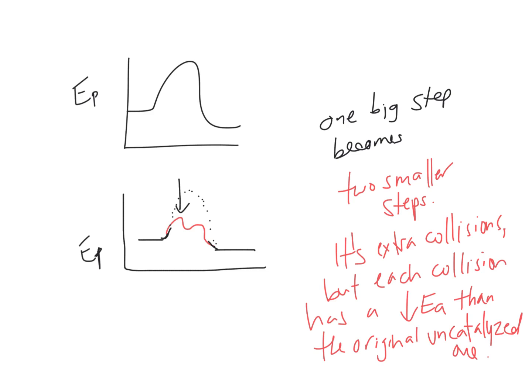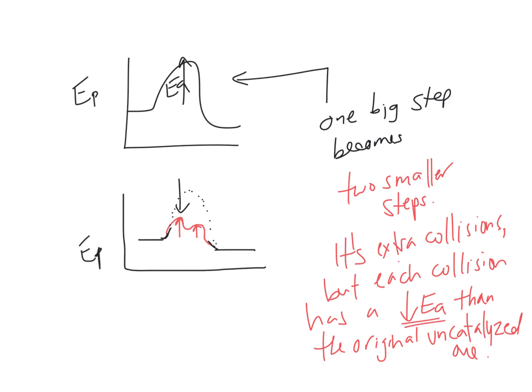One extracted question you might have about what was shown on that previous potential energy diagram is how does it actually make it faster when it turns that one hump into two humps? How does that work, and what does that mean? Well, basically what it's suggesting is that instead of happening in one big step where we have a large activation energy to overcome, it happens in two smaller steps, and each of those respective steps has a lower activation energy than the original uncatalyzed one.